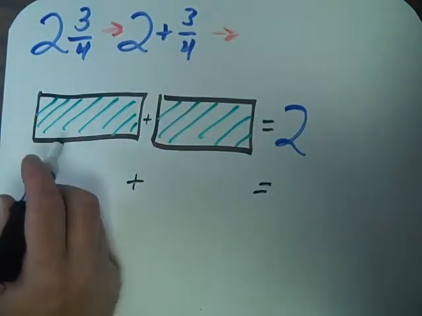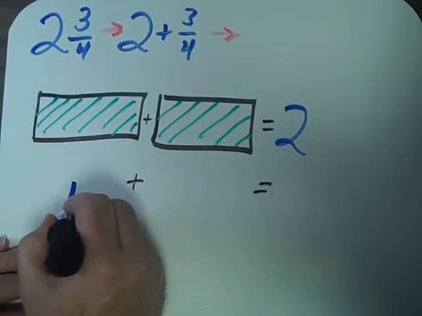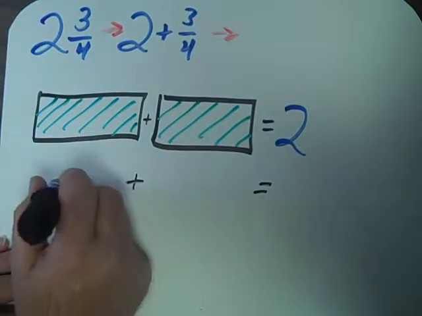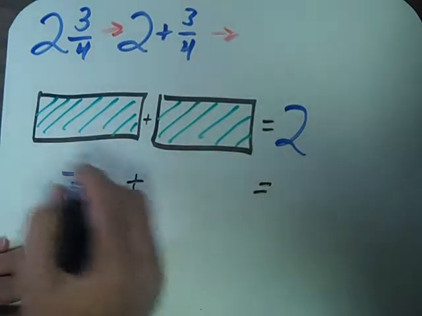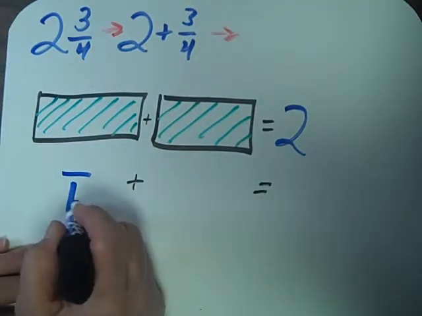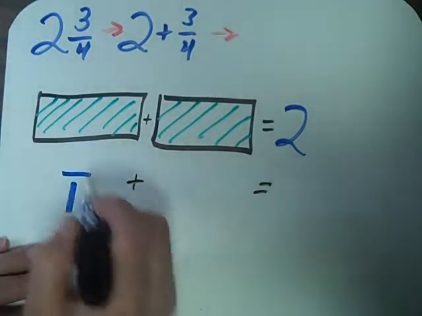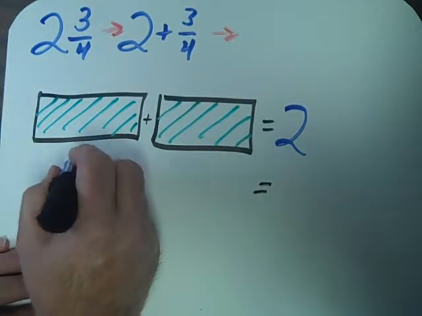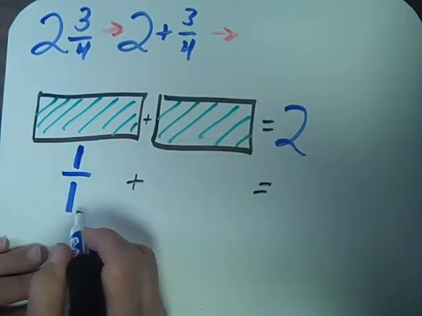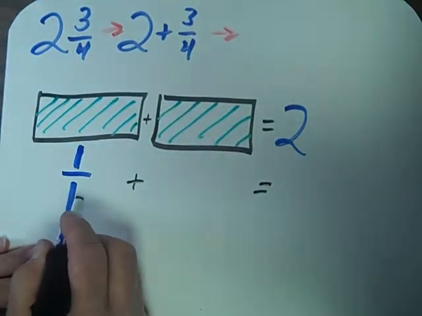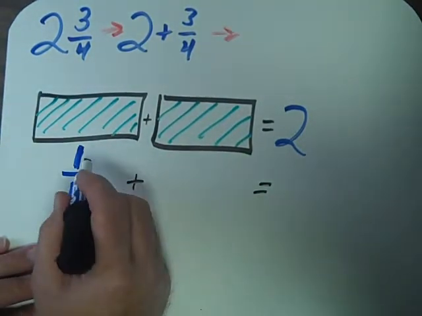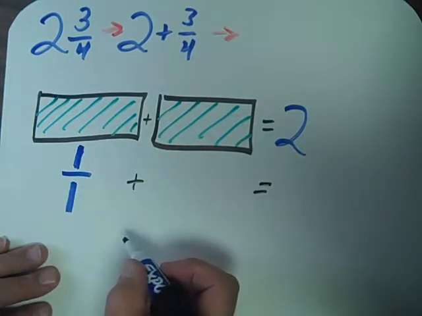Now this 1 is broken up into one piece, so that's our denominator. How many parts is the whole broken up into? It's broken up into one piece. And we're counting one part of that one piece. So our numerator is how much we're counting. We're counting one of it. It's broken up into one piece, and 1/1 is the same as 1.